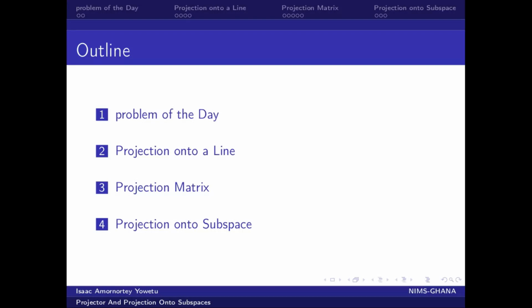We'll look at the problem of the day, which will throw light on the subject under consideration, which is projector and projection onto subspace. We'll look at a projection onto a line, which throws light on the projection onto subspace. Then we'll look at projection matrices, and finally we'll land on projection onto subspaces.